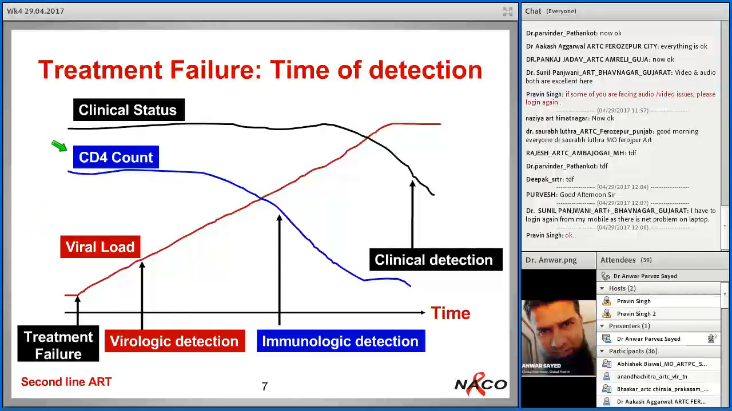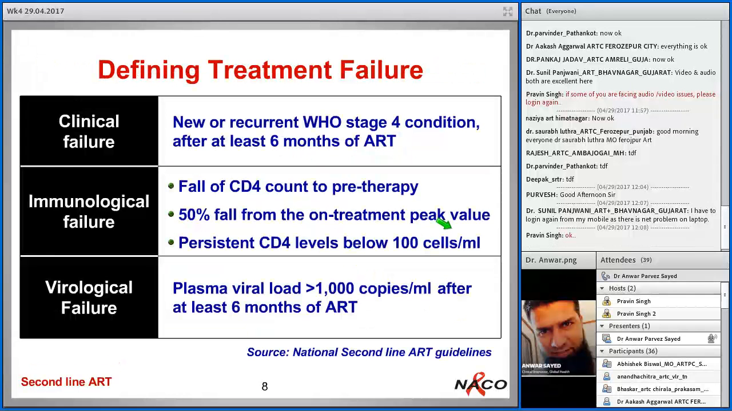Now, treatment failure, this is what I was talking about. Clinical failure is last to happen, virological failure is first to happen, and then which is followed by immunological and then clinical. These are criteria for labeling someone as a clinical failure. If a patient is on ART and develops a stage 4 condition after at least 6 months of ART, then we call that person as having clinical failure.